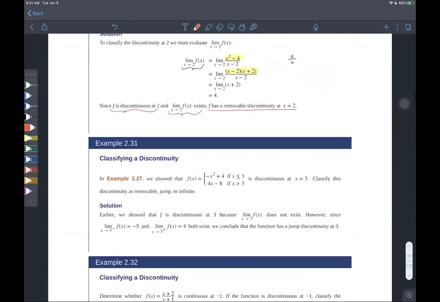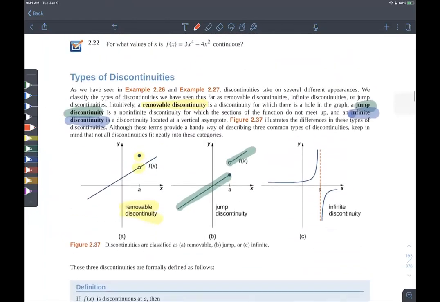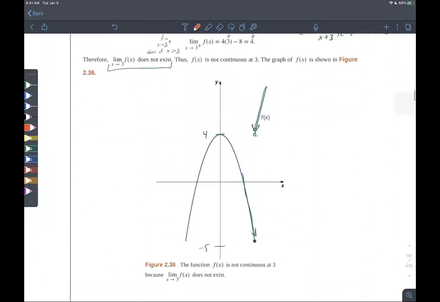So let's try to classify the next one. In example 2.27, we showed that the function f of x is discontinuous at x equals 3. Classify this discontinuity as removable, jump, or infinite. We already saw the picture. So if you remember what the picture looked like, then you know that this is a jump discontinuity.